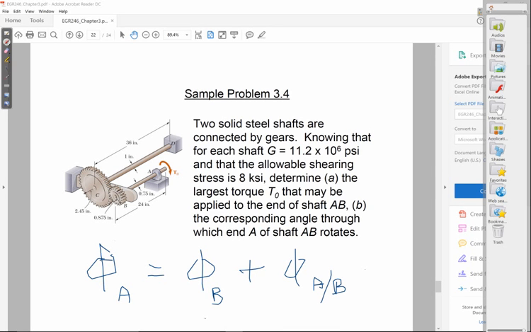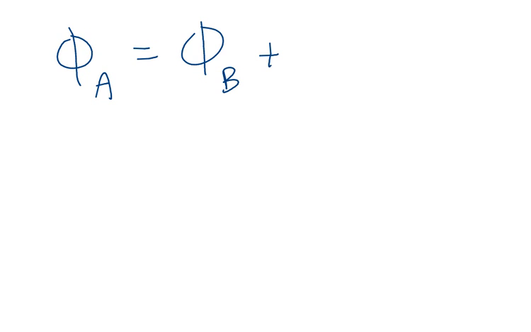We write that A slash B, okay? That means that's the amount that A rotates by once B has locked up. Okay, so let me rewrite that on a fresh page. We say phi at A is equal to phi at B plus phi of A with respect to B. Now, what is phi of B?